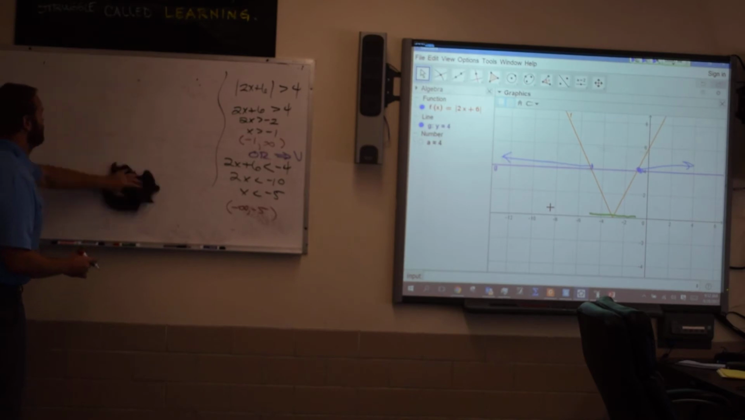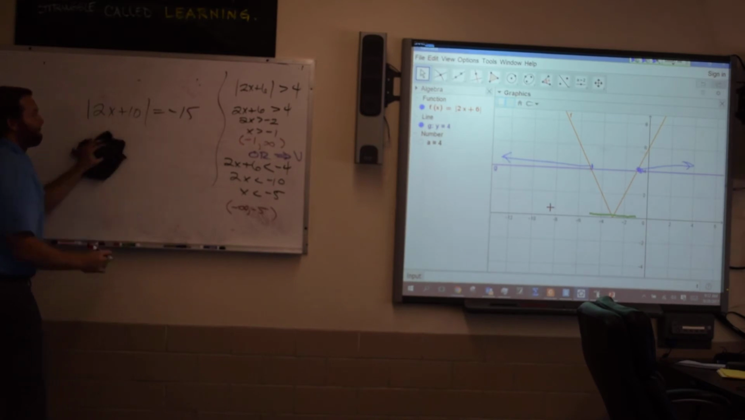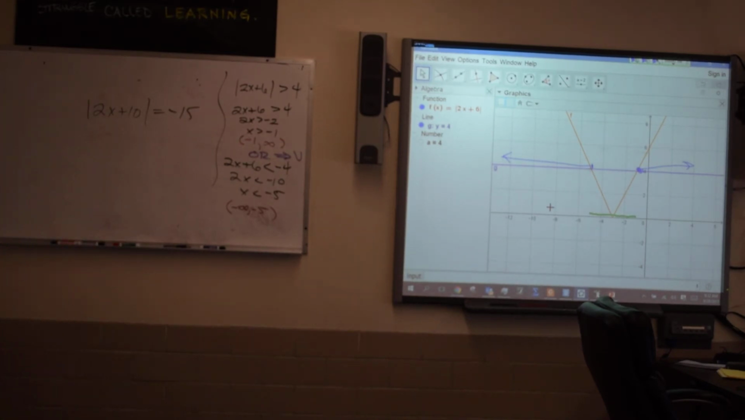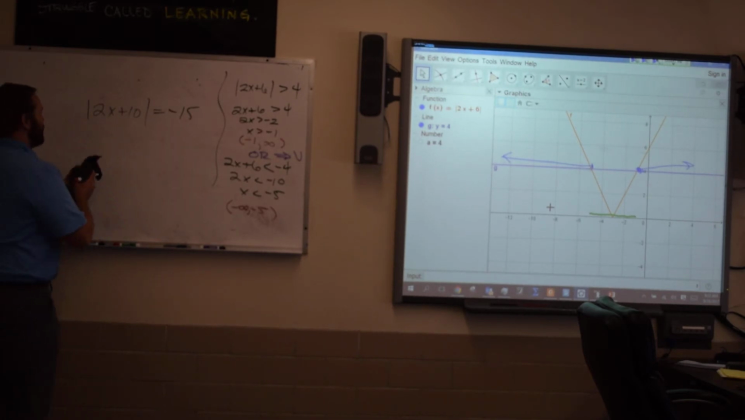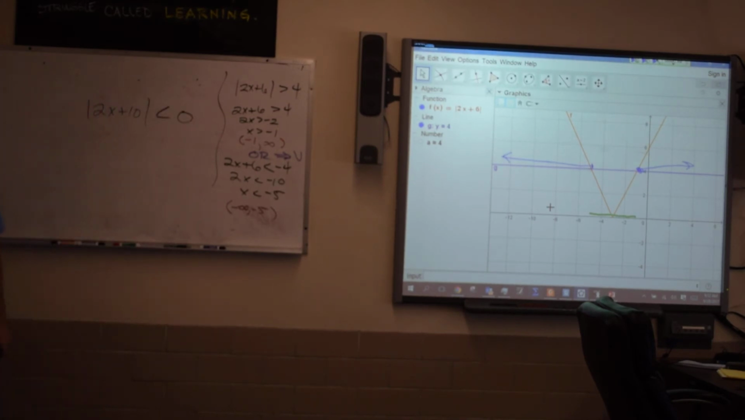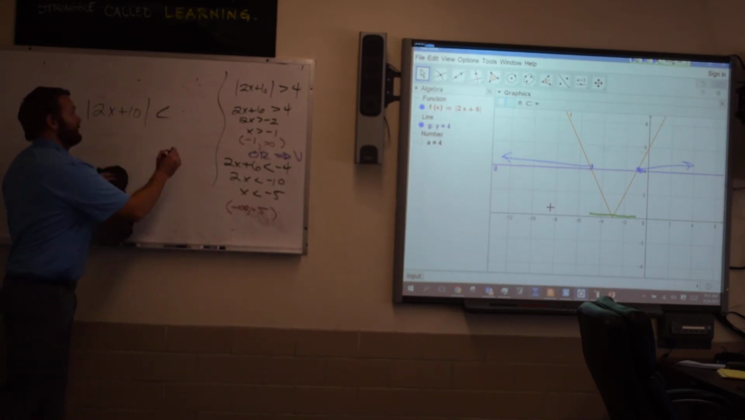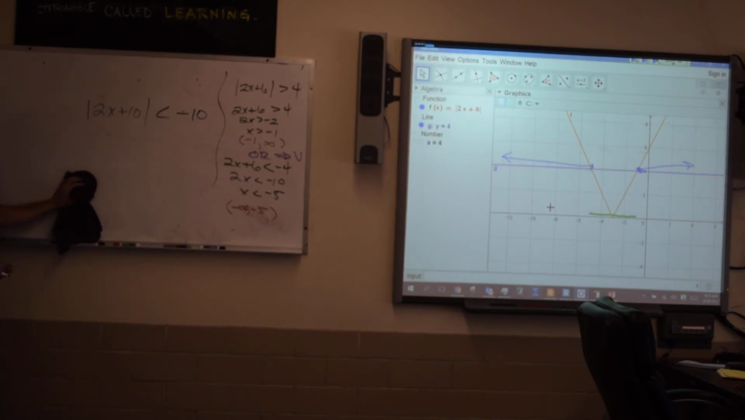Let me ask this question. You told me if I take absolute value of 2x plus 10 is equal to -15, you told me what about that? It's impossible. No solutions, right? Absolute value can never be negative. So what if I do this? When is the absolute value less than 0? Never, right? Because absolute value less than 0, we're saying that it has to be a negative number. Well, absolute value can never be a negative number, so there's no solution there. Even if I get like a -10 there, no solution there, right?